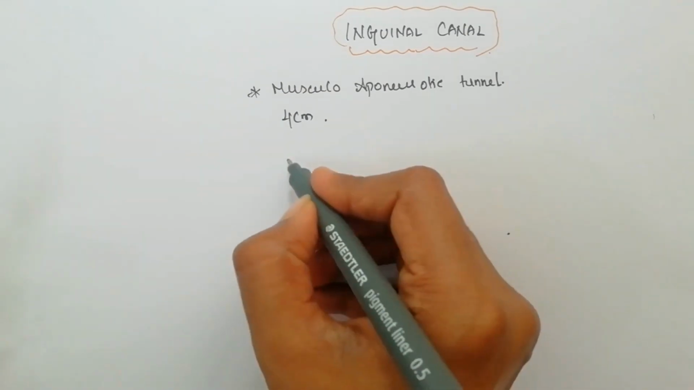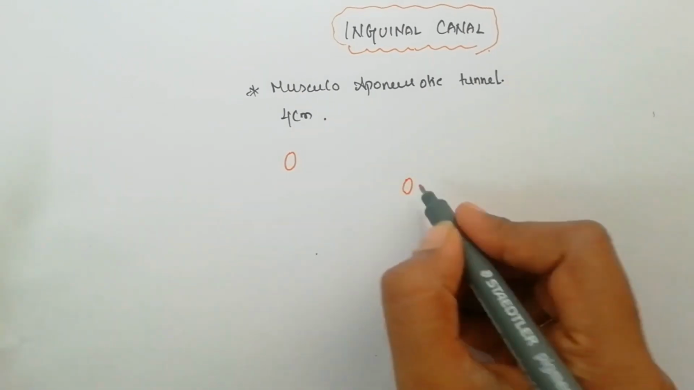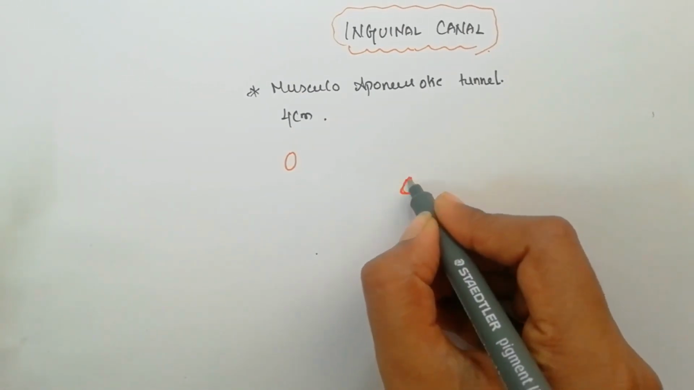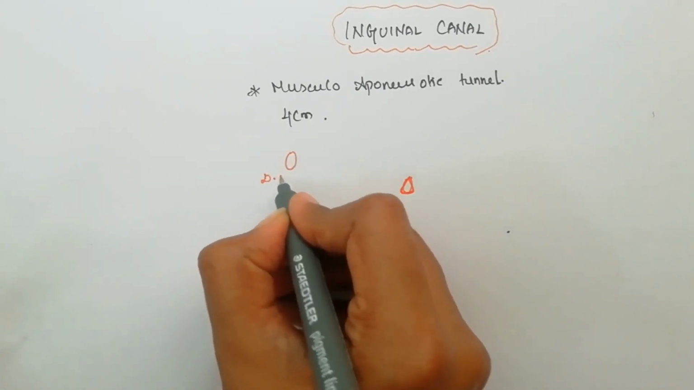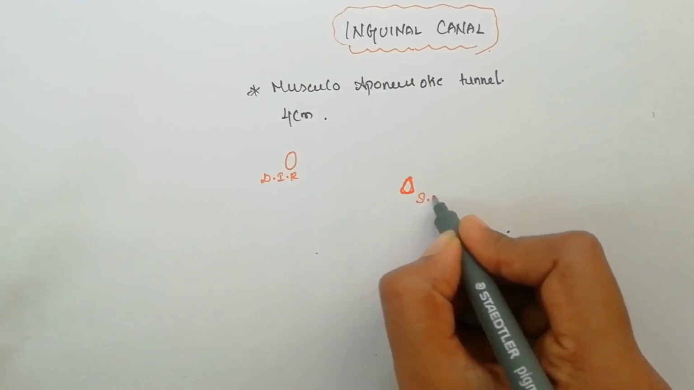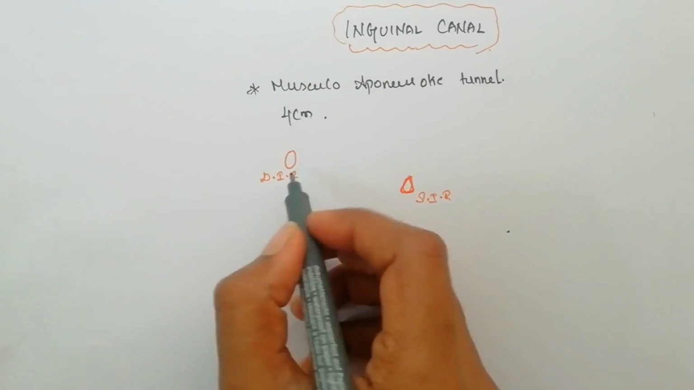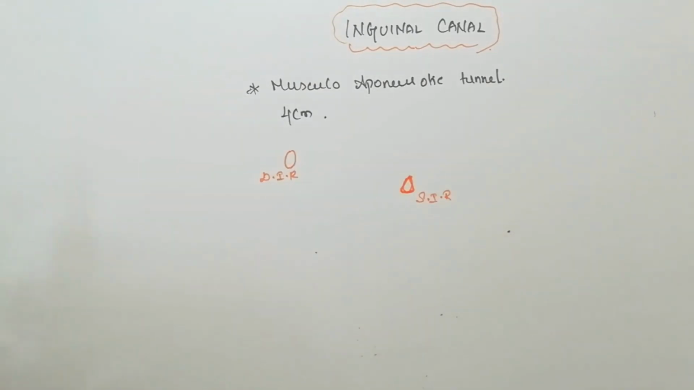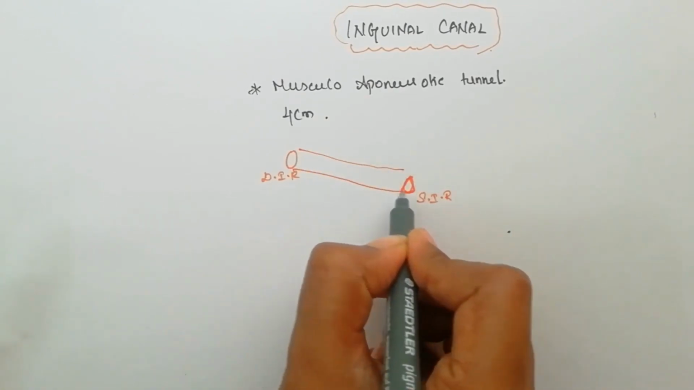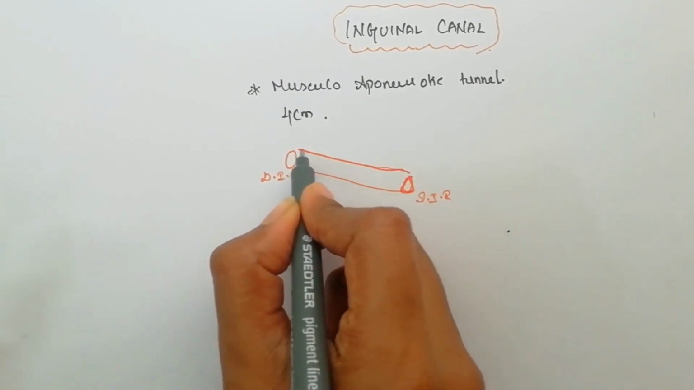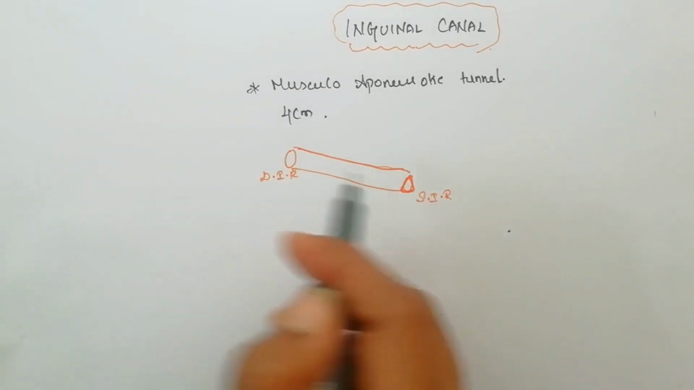So we have a ring called the deep inguinal ring, and then we have a ring called the superficial inguinal ring. The superficial inguinal ring is triangular in shape. The deep inguinal ring is oval in shape. So this is the deep inguinal ring, and this is the superficial inguinal ring. Connecting these two rings is considered the opening of the inguinal canal, and connecting these two rings we have the inguinal canal placed. So this is the whole of the inguinal canal, which connects the deep inguinal ring and the superficial inguinal ring, and this is a tunnel shaped area.